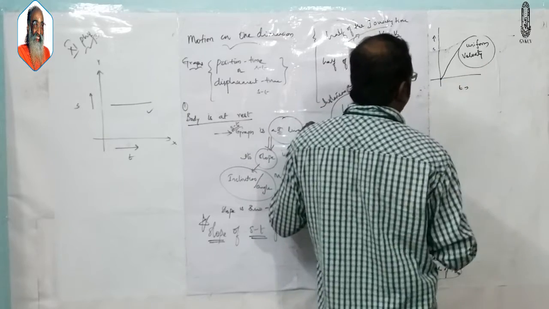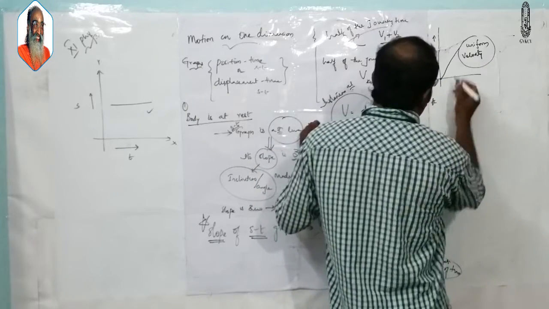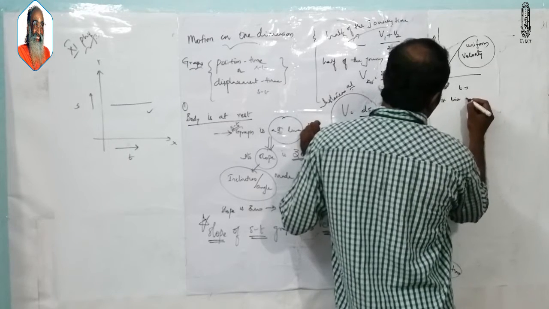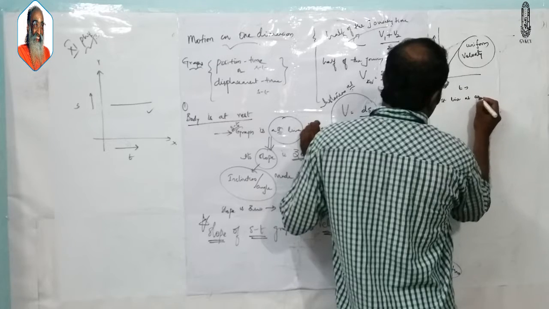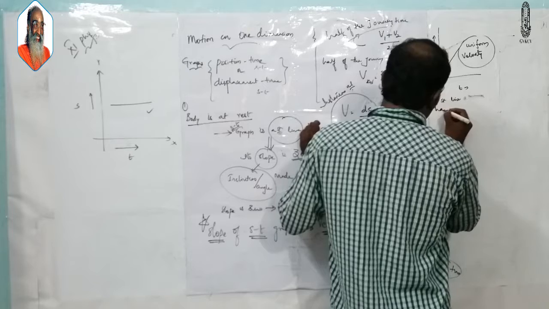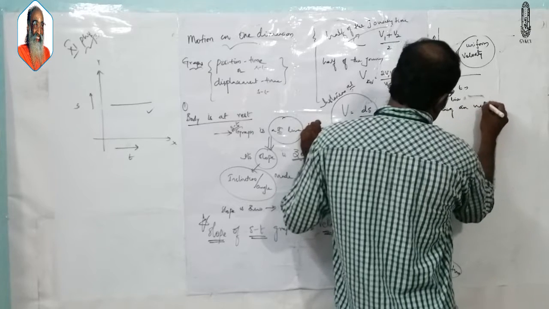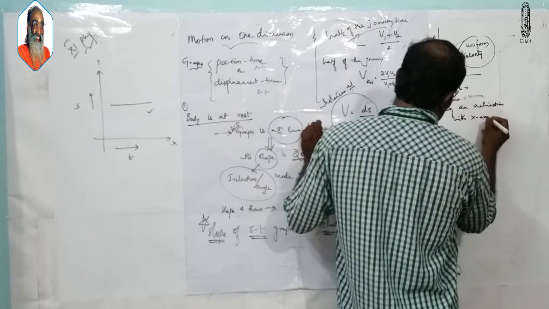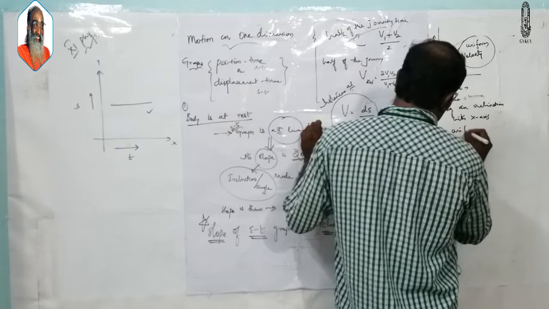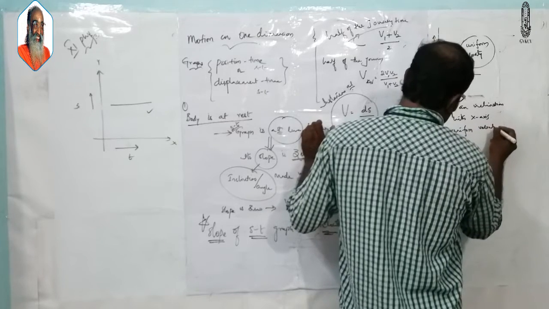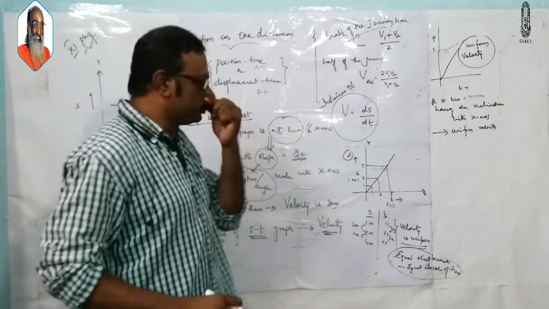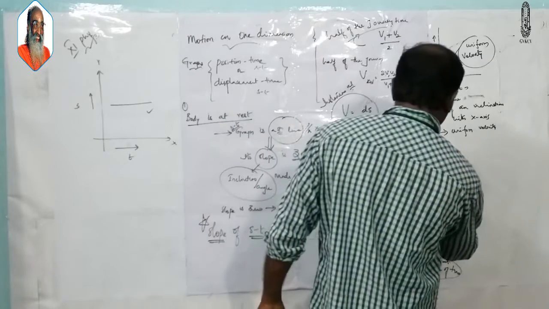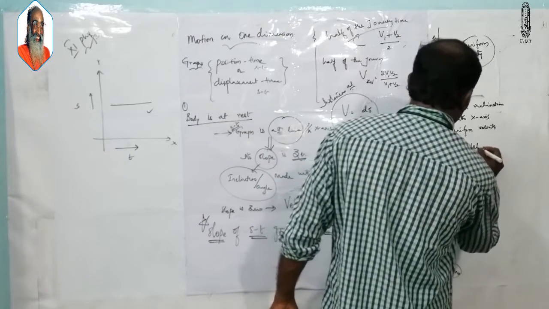Now here, from this, if you find a graph is a straight line and is at an inclination with the x-axis, then the body is having uniform velocity. So from this graph we need to calculate the velocity. From this ST graph we need to calculate the velocity.